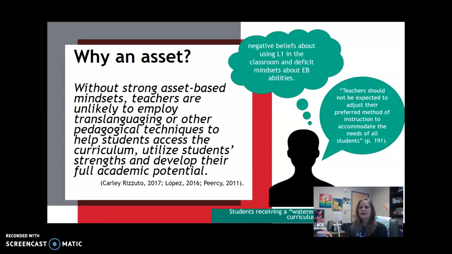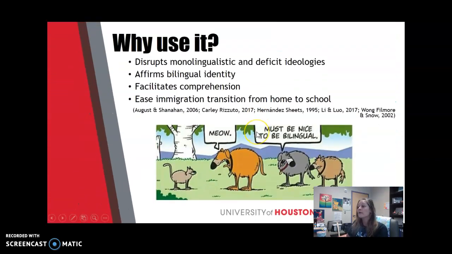Why an asset? This particular slide, I include like what people think, what people might say, and the research behind it. But you notice, I forgot to mention this before, I included all of my citations for everything that I used on each slide. For this particular one, you'll notice that I used an image. That's another really good way to engage in conversation.